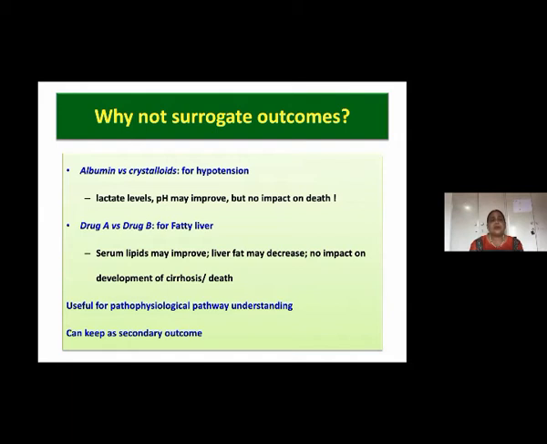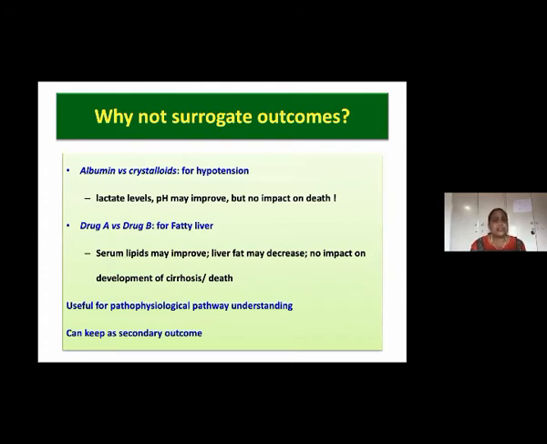So let us see what these surrogate outcomes are. Albumin and crystalloids for hypotension. A lot of debate keeps on going on. Should we give albumin? Should we give saline to these patients? You can say, okay, the lactate level improves with crystalloids, pH improves, but it does not impact death. So what is the use? There's no point improving some lab parameters but not improving the patient.